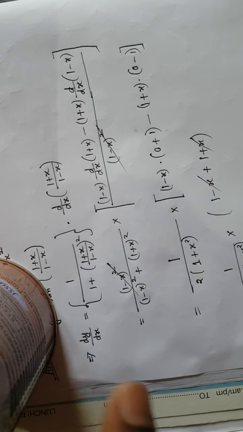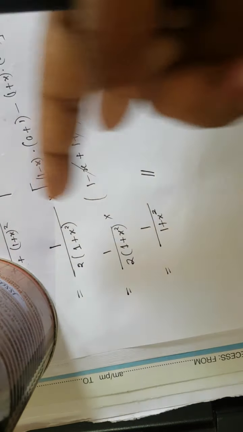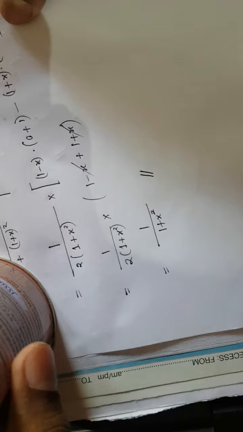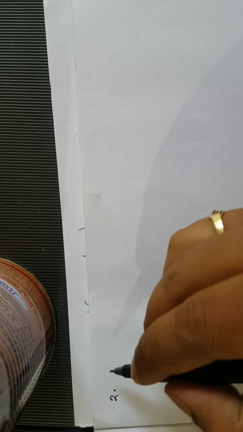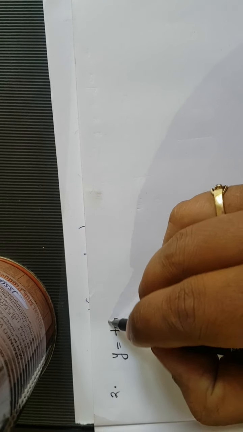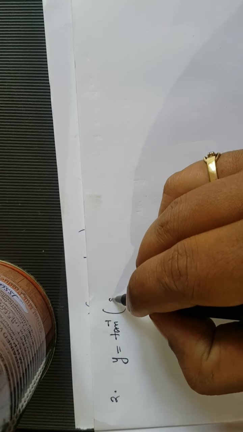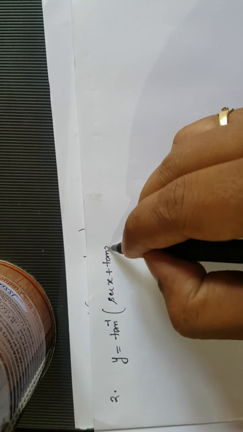See, both the methods give you a similar answer. This is a very good question. Now number 2, differentiate y is equal to tan inverse of sec x plus tan x with respect to x.